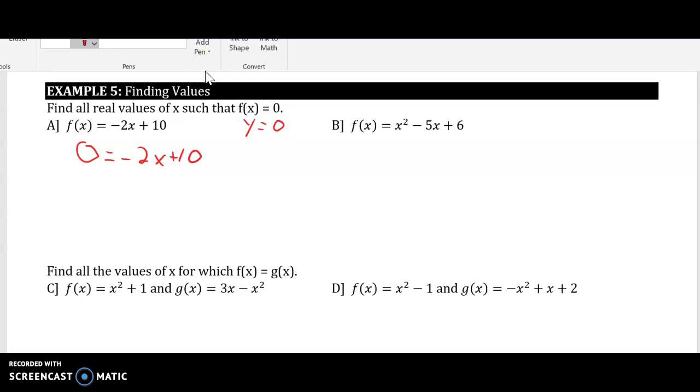Practice that last lesson. So I'm going to add 2x to both sides. And then I'm going to divide by 2. So if you plug in 5, you get 0. So that's what makes it equal 0. So for this one, we're going to plug in 0.